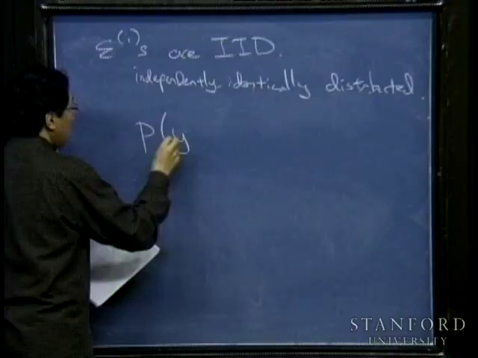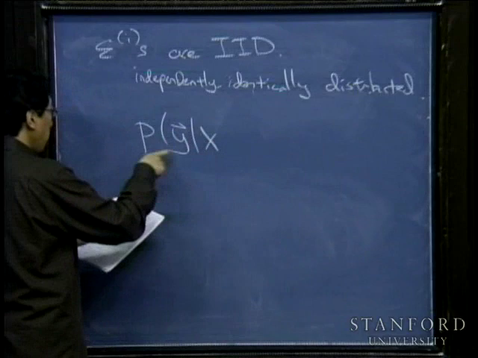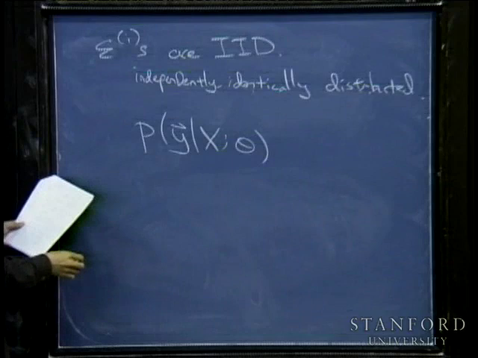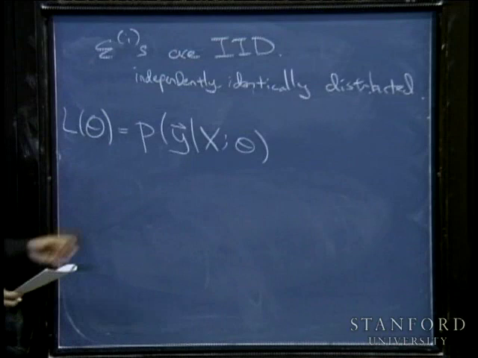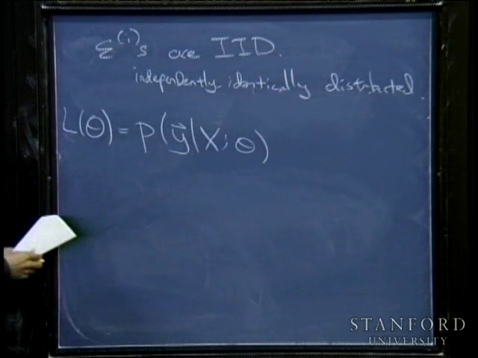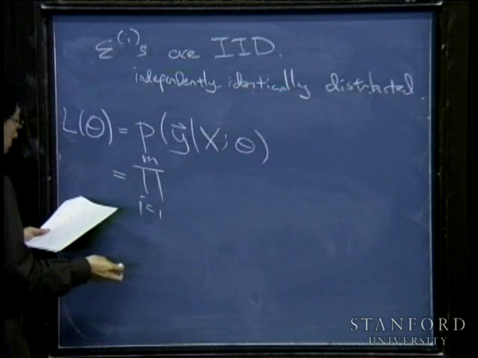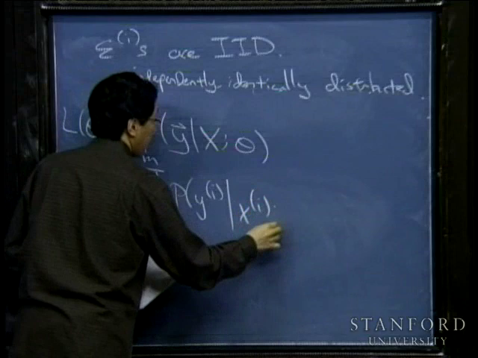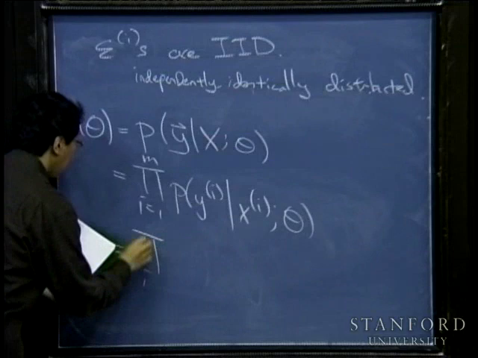Now, let's talk about how to fit a model. The probability of y given x parameterized by theta, I'm actually going to give this another name. I'm going to write this down. I'm going to call this the likelihood of theta, the probability of y given x parameterized by theta. And so this is going to be the product over my training set, which is in turn going to be a product of those Gaussian densities that I wrote down just now.